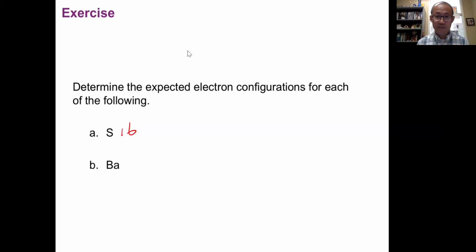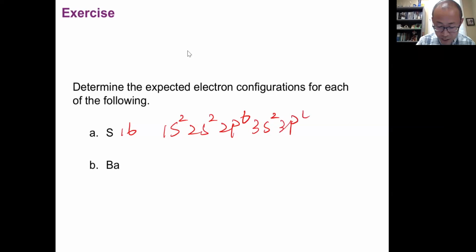So if we know the number is 16, we can fill the electrons in these orbitals. You can follow me. 1s2, 2s2, 2p6. That's 10 now. After 2p6 is 3s2. That's 12 now. And then what? 3p4. That is the number of electrons, 16.